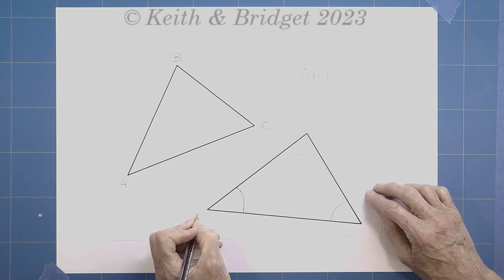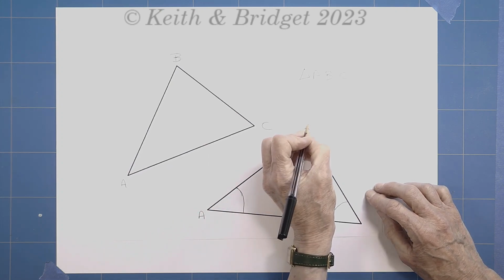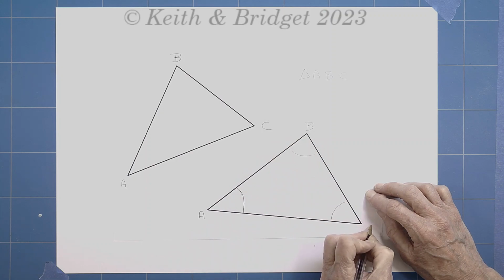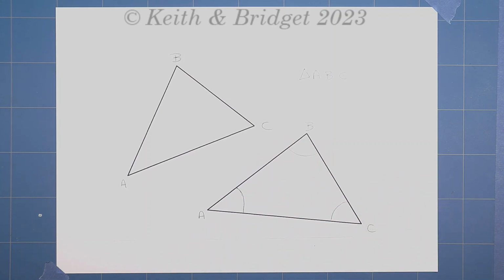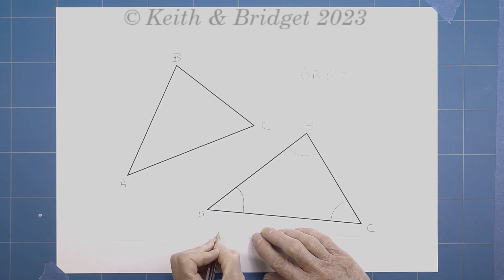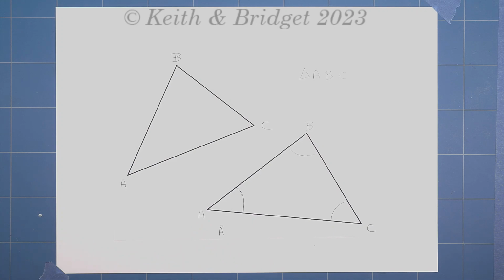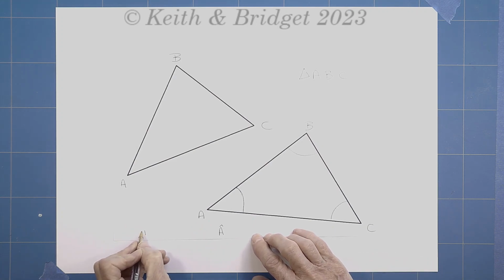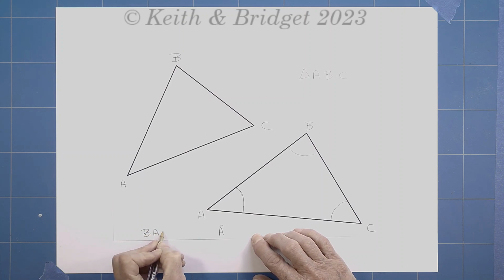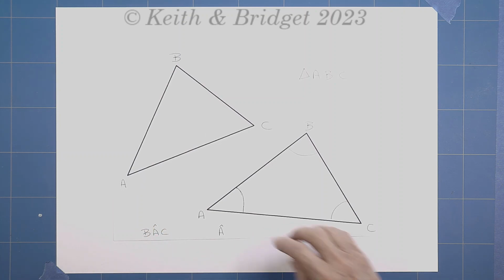If we've got our vertices labelled like this, we can refer to this interior angle as A hat, or just the angle at vertex A. Alternatively, if we're talking about a particular context, we might say that it's the angle BAC. Fine. So what about the sides?